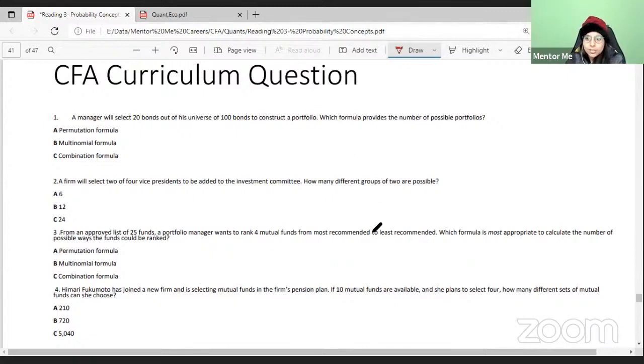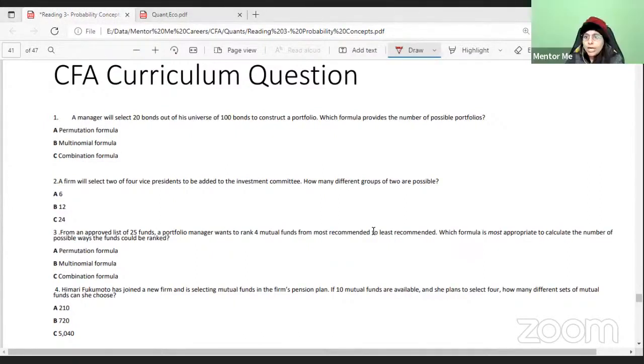Okay. इसके बाद second देखते हैं. A firm will select 2 of 4 vice presidents to be added to the investment committee. How many different groups of 2 are possible? 2 of 4 vice presidents we need to add to our group. Here there is order, so permutation का formula. 4P2. Answer is B.